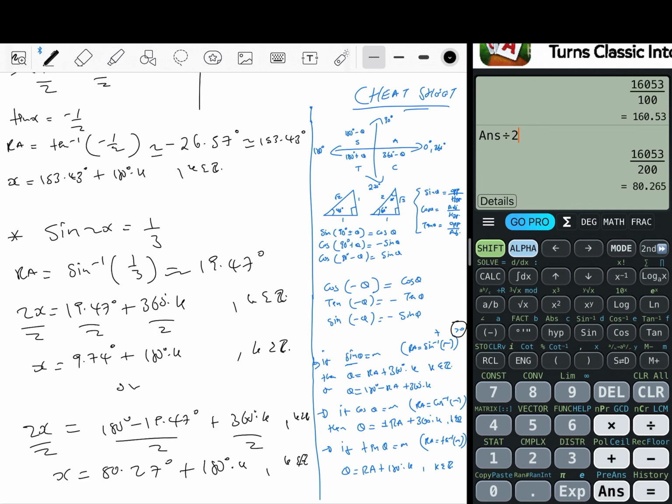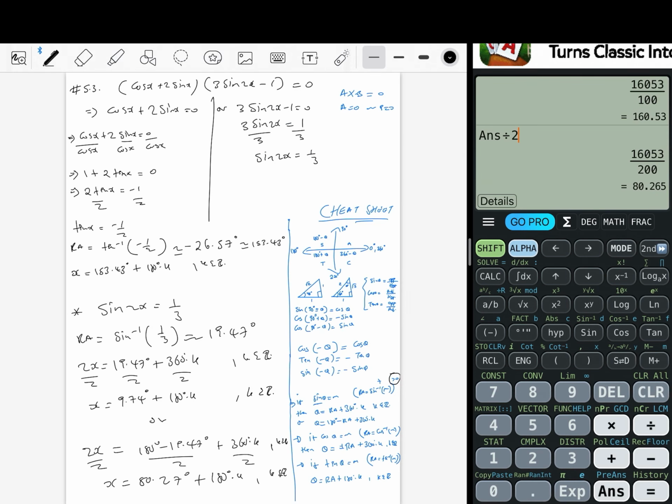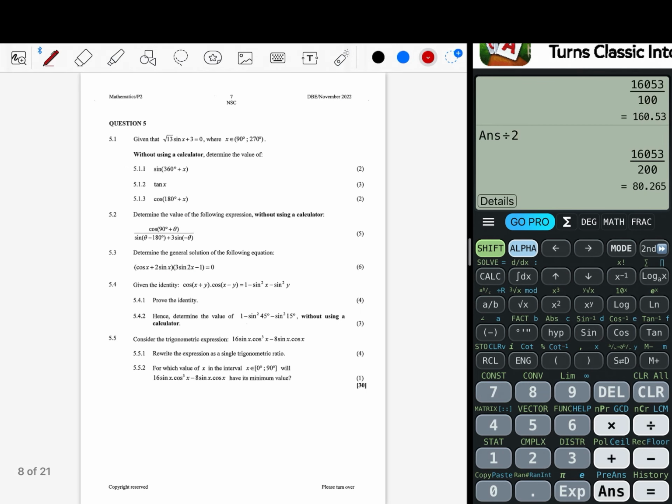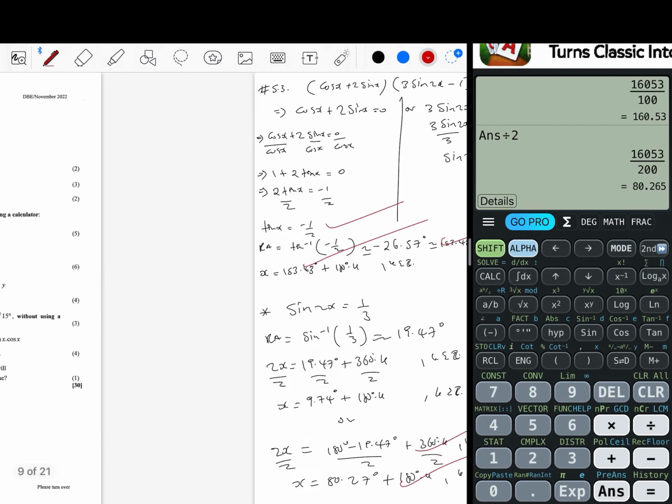So this is how you get your answers. This is how you find a general solution, and you get your marks. You'll definitely get a mark for that, and a mark for these two equations. So I think this is how you get 1, 2, 3, 4, 5, 6. How many marks is this? 6 marks. That's it.